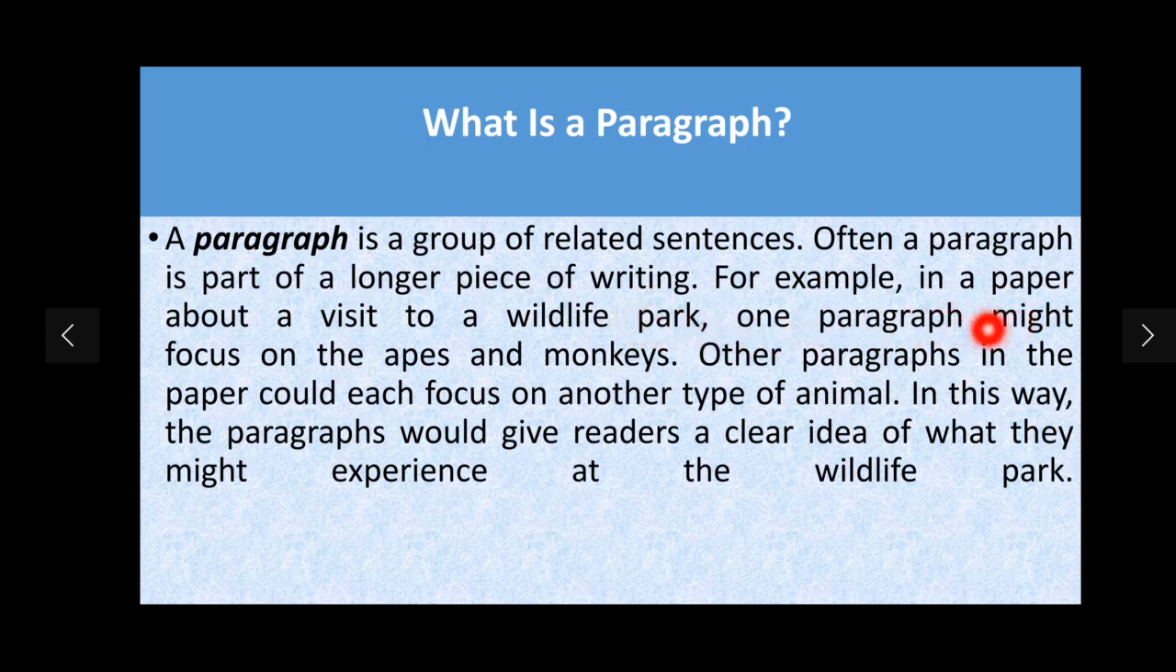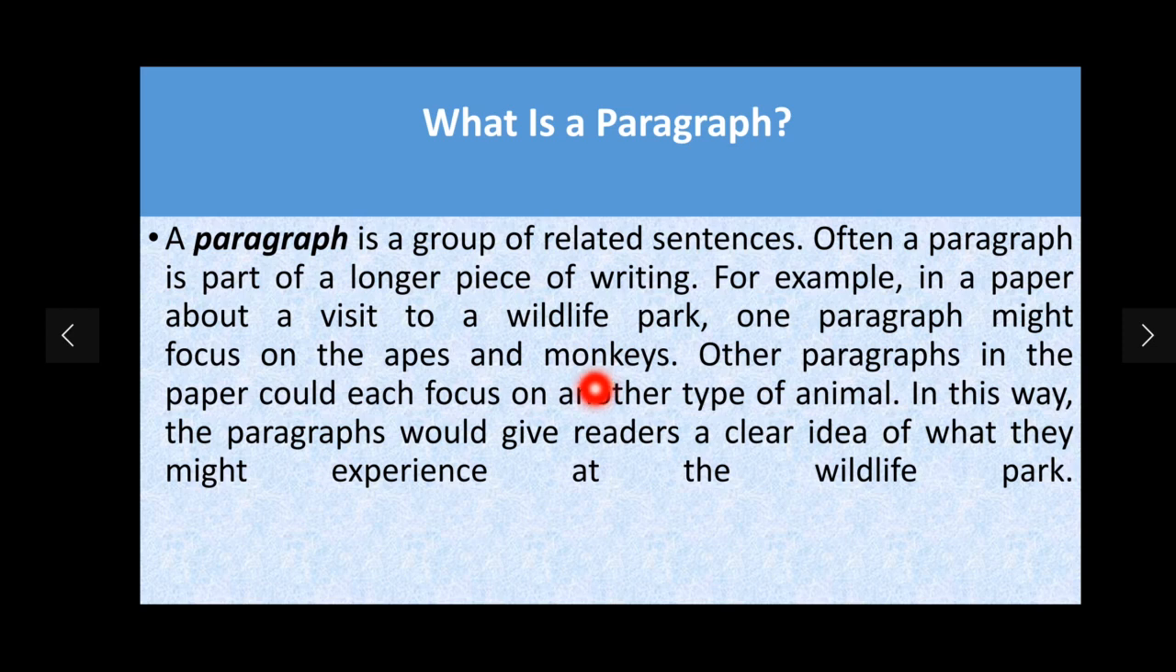For example, in a paper about a visit to a wildlife park, one paragraph might focus on the apes and monkeys. Other paragraphs in the paper could each focus on another type of animal. So in this way, the paragraphs would give readers a clear idea of what they might experience at the wildlife park. So it means, okay, that if you visit a wildlife park, you will develop different ideas in different paragraphs. For example, in one paragraph you write about apes and monkeys, and in another paragraph you would write about other animals.